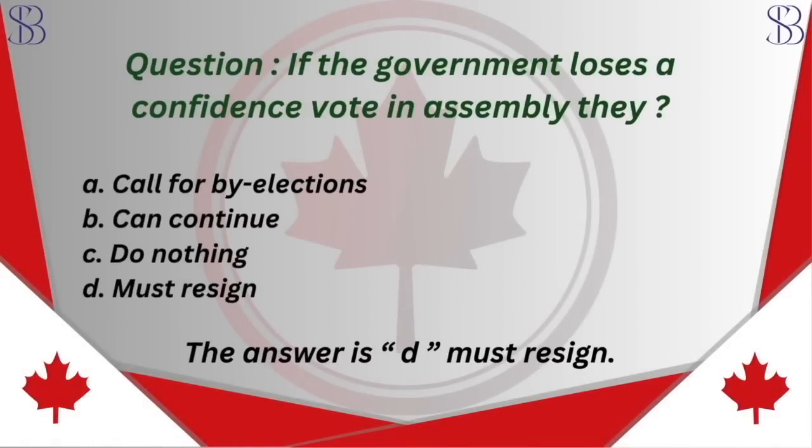Question. If the government loses a confidence vote in assembly, they A. Call for by-elections. B. Can continue. C. Do nothing. D. Must resign. The answer is D. Must resign.